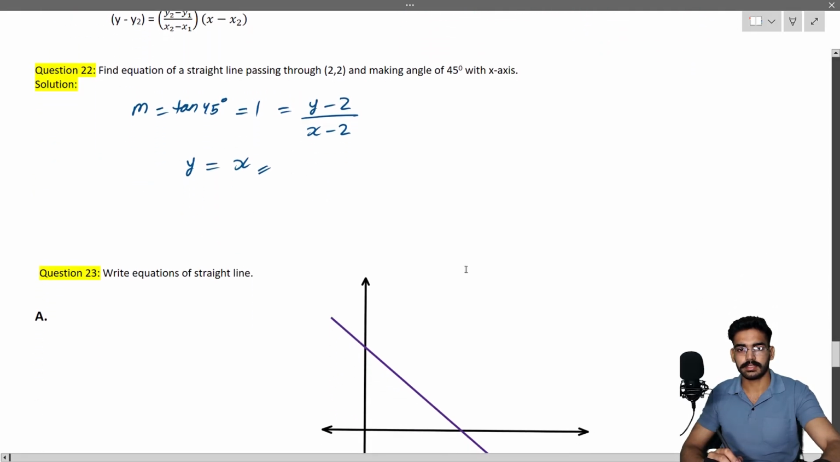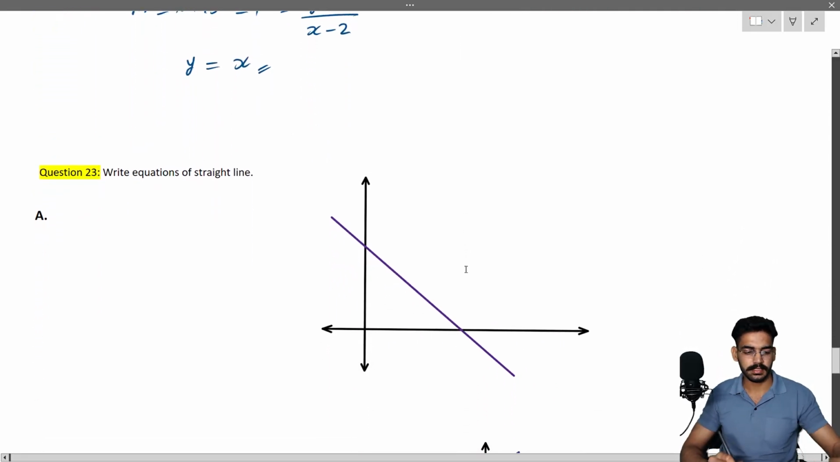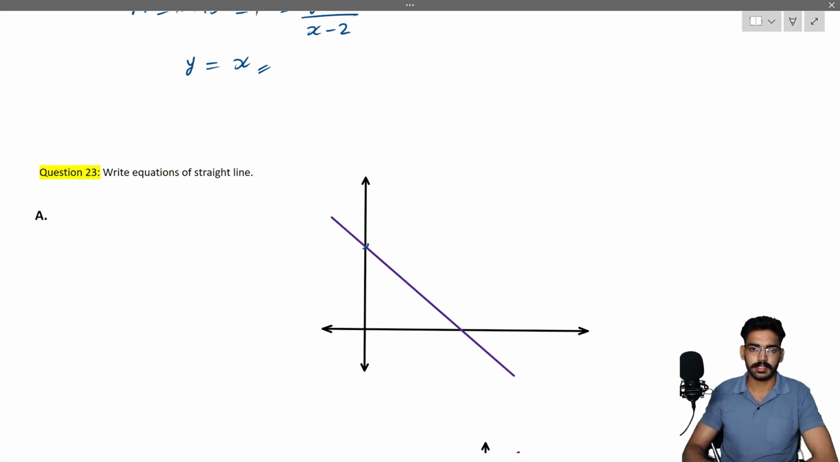Let's go for the next question. Write the equation of the straight line. Let me complete the question for you. The point given is (0, 2) and the angle given is 37 degrees. Now you can pause the video and find the equation of the straight line. I hope you have done it yourself.